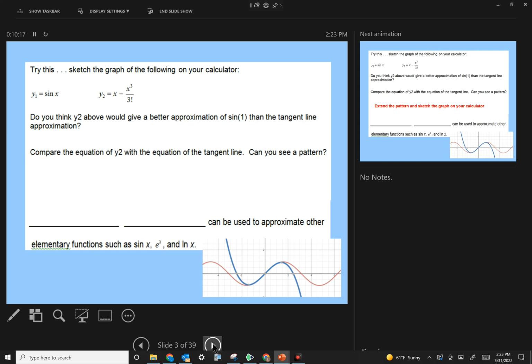if I were to keep going, what do you think the next one would be? X to the what? 4th or 5th? Right? Because 1 was odd, 3 was odd. X to the 5th over what? 5 factorial. Do you think it would be a plus or a minus? This one's positive, this one's negative. Would you speculate that the next one would be a positive? Try that. Just go to your y2 and add on there x to the 5th over 5 factorial.